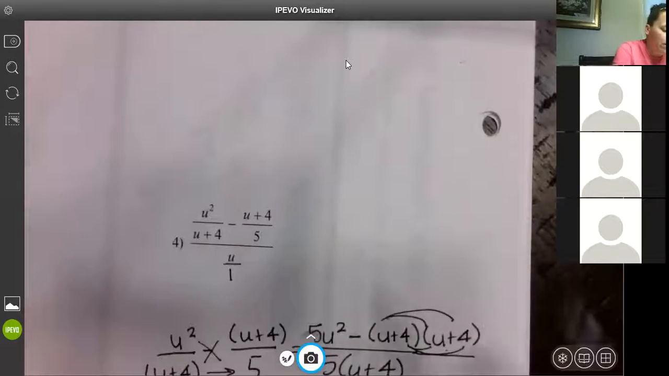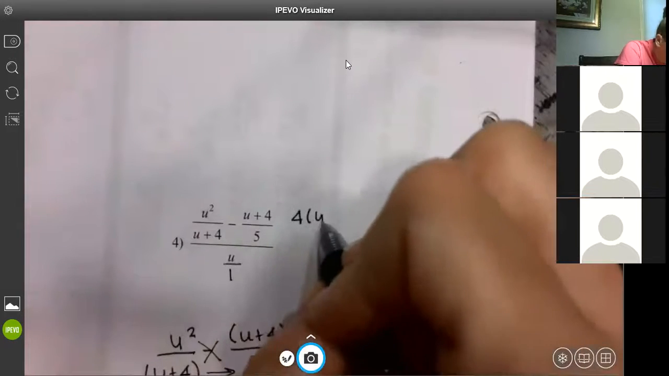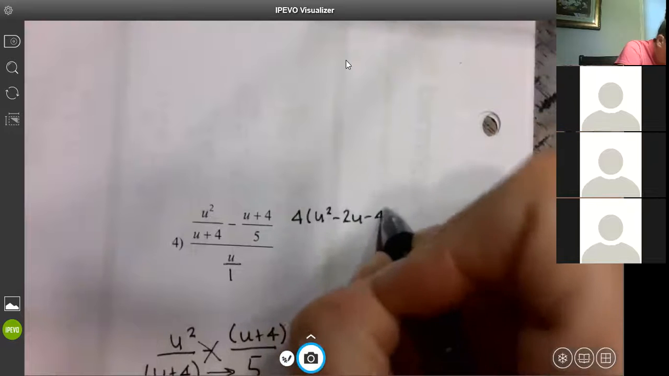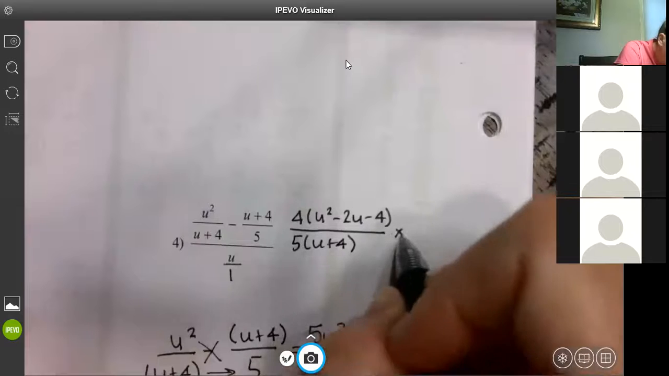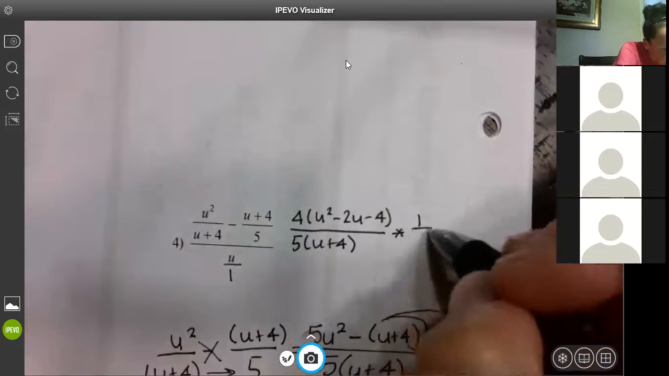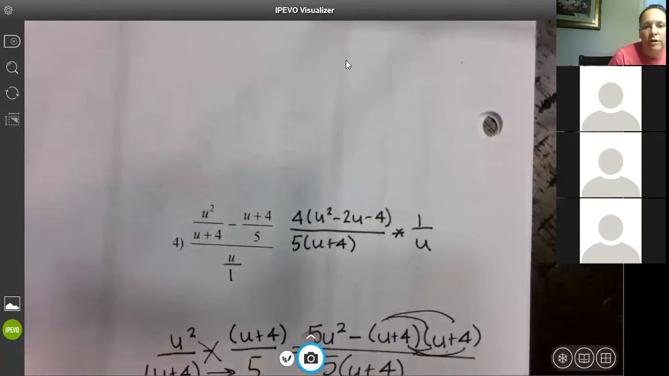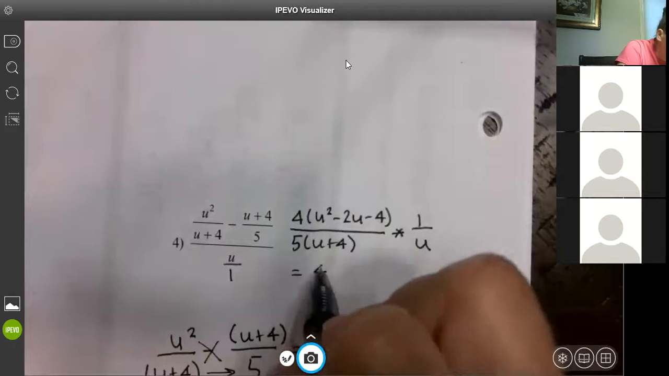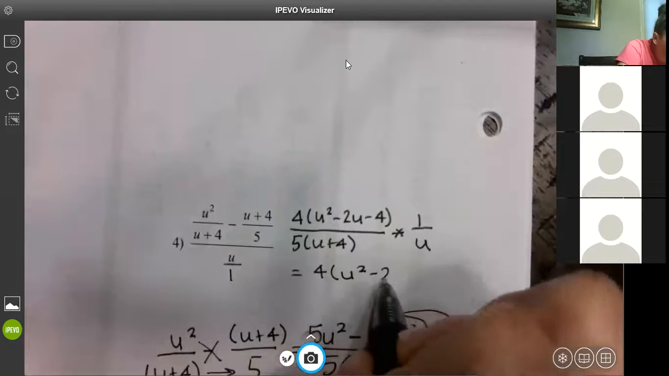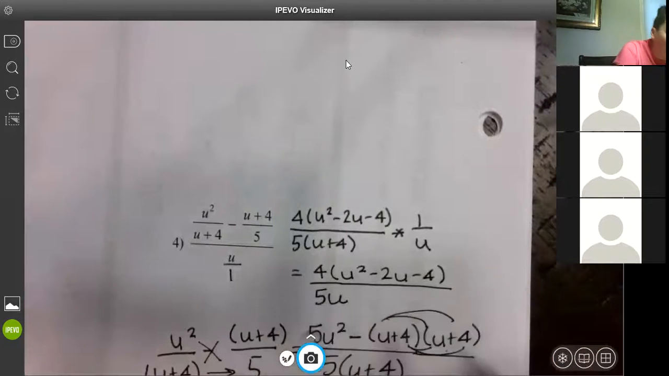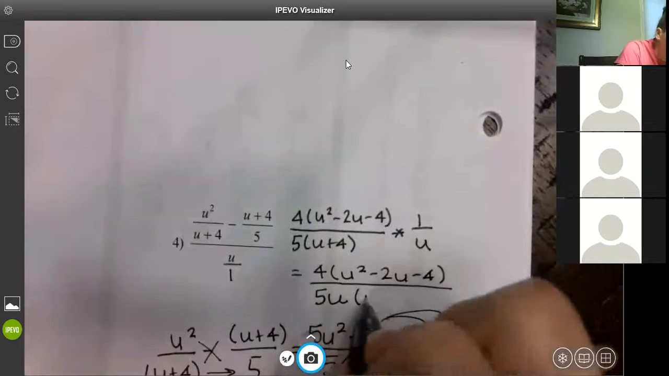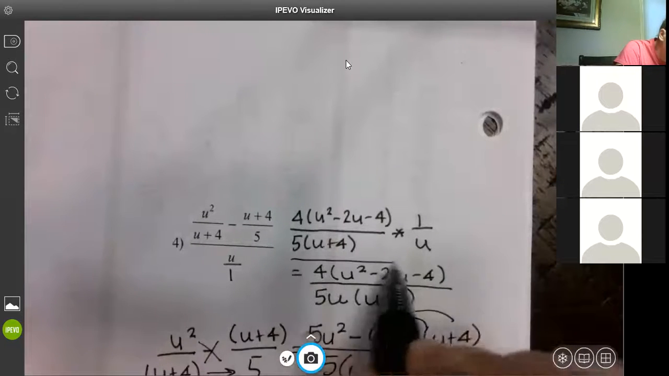So I'm going to come up here and put it back up here. 4u squared minus 2u minus 4 over 5u plus 4. We're going to change it to a multiply. And we're going to flip that fraction on the bottom to 1 over u. There is absolutely nothing that I can cancel out. So your final answer is going to be 4u squared minus 2u minus 4 over, the way the multiple choice will have it, it'll have the number, the variable, and then the set of parentheses. So this would be your final answer.